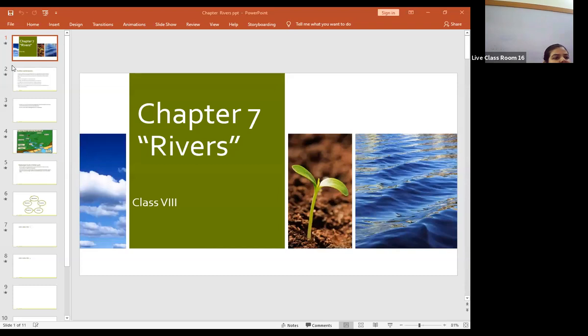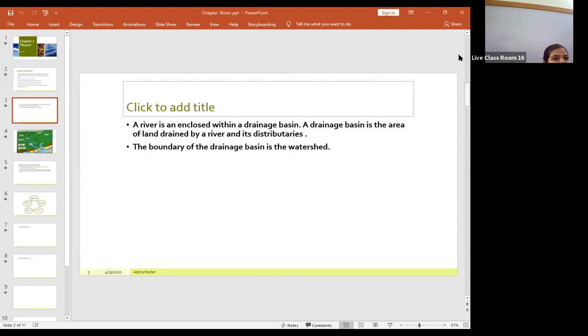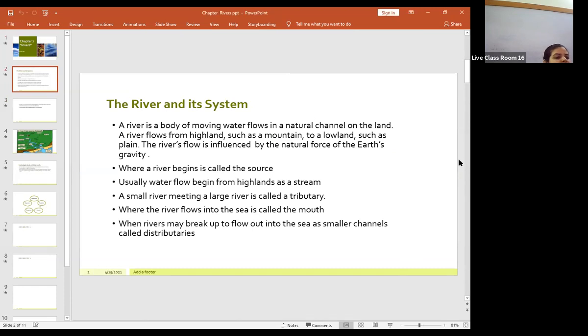So this is chapter number 7, Rivers. In your book, you can see that it's written about rivers and their systems. What is this basically? What is the system of a river, and how does it work, and how does it start? Can anybody read this particular paragraph from the book, because I have written the same thing in the slides? Sure, Rida. The river and its system.